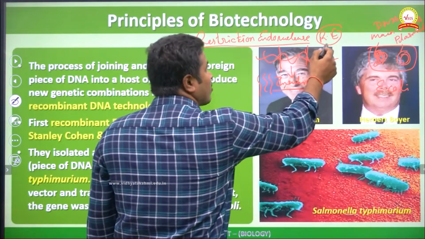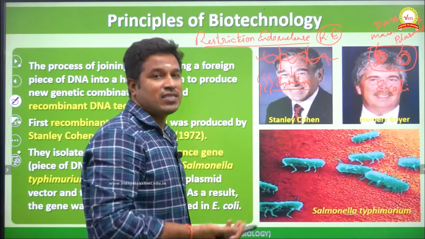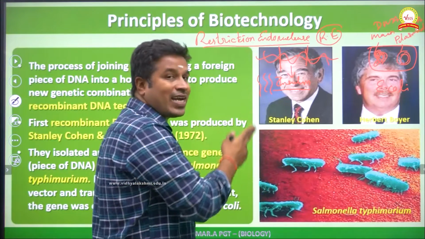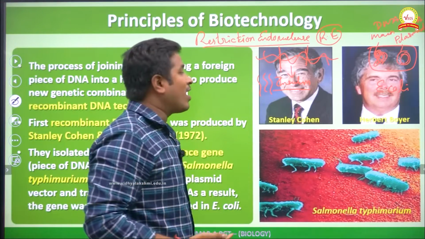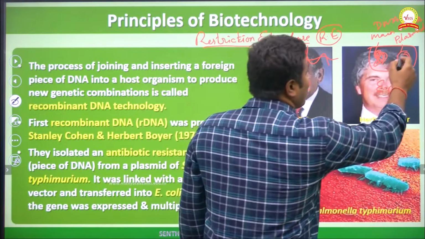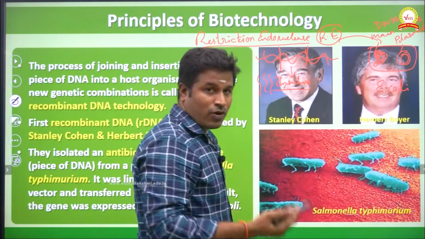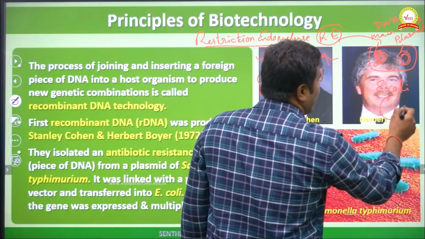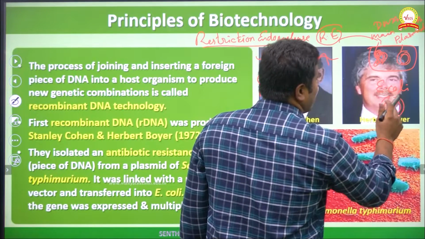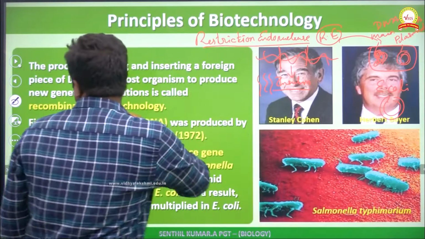So that's why it is also called a molecular scissor. It is used to cut the DNA into small fragments. Once you get a fragment, here also we are using the same kind of restriction endonuclease, so that you may get a structure like this. Here you could identify the gap.